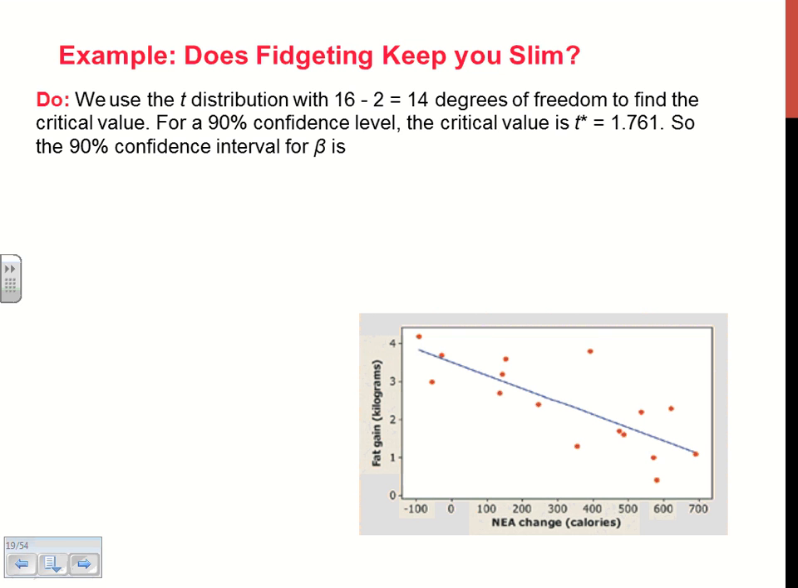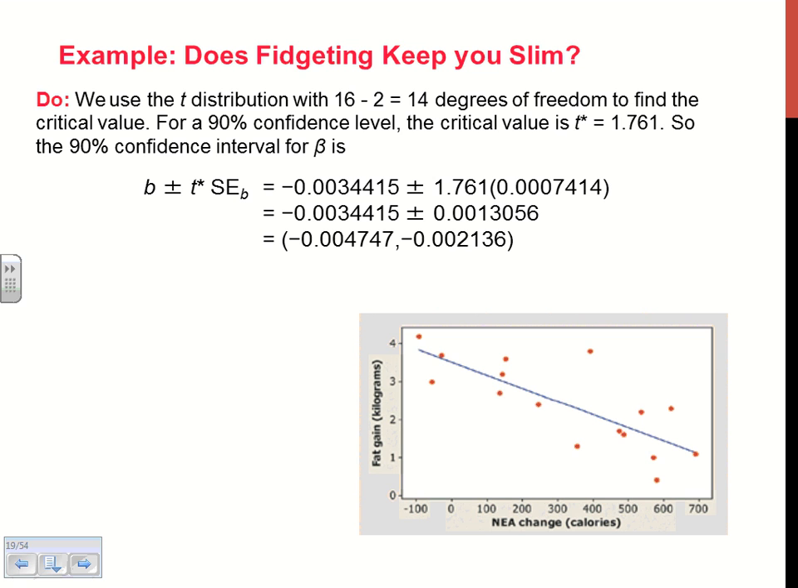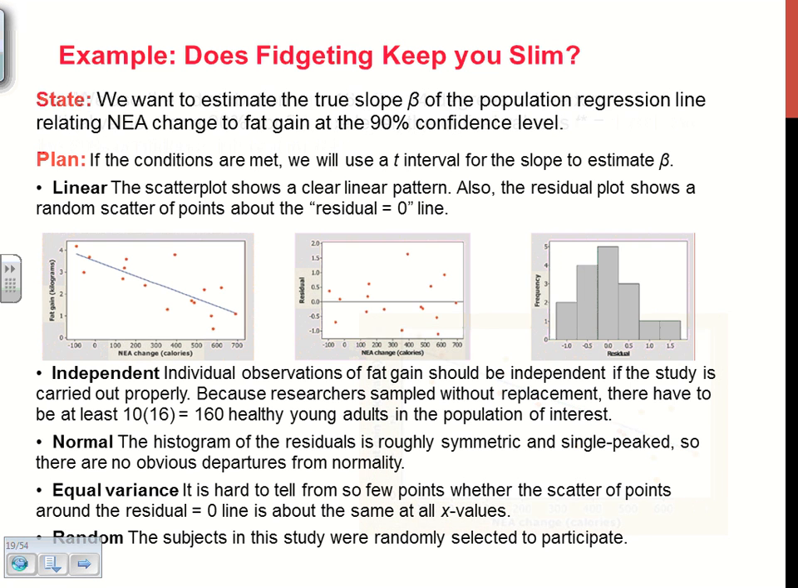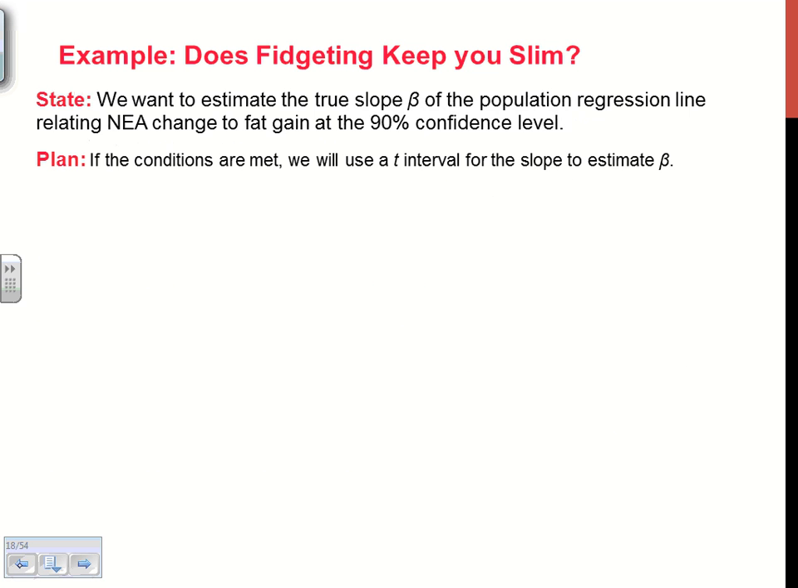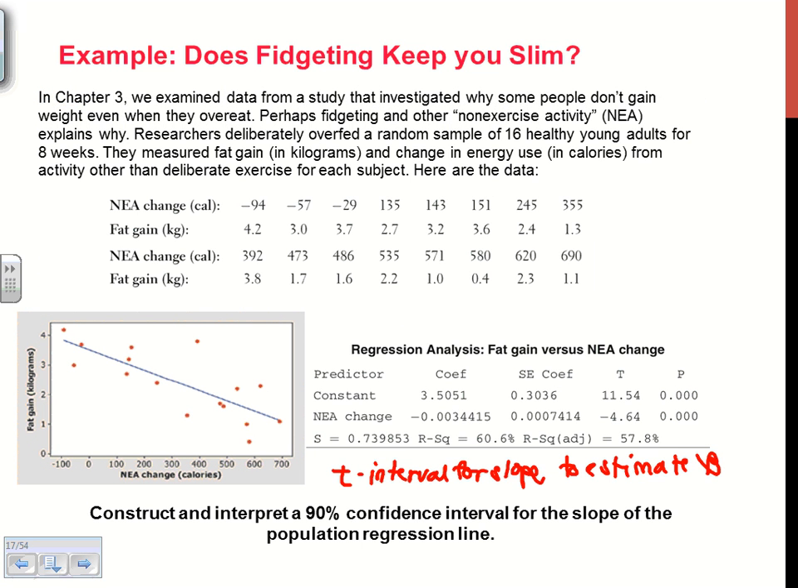Okay. So here we're going to have n minus 2 degrees of freedom. For a 90% confidence level, we can go find with 14 degrees of freedom from 90 in that table, our t star is 1.761. So now we can put together our slope plus or minus our critical value times our standard error. So going back, there's our slope and our standard error.